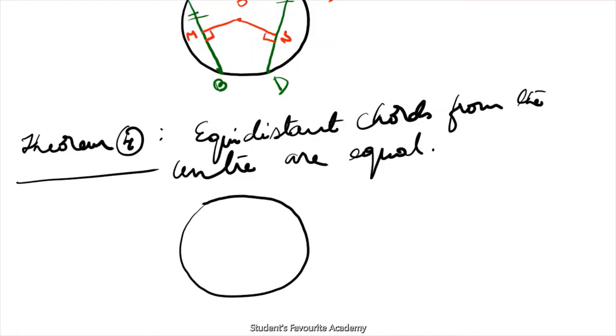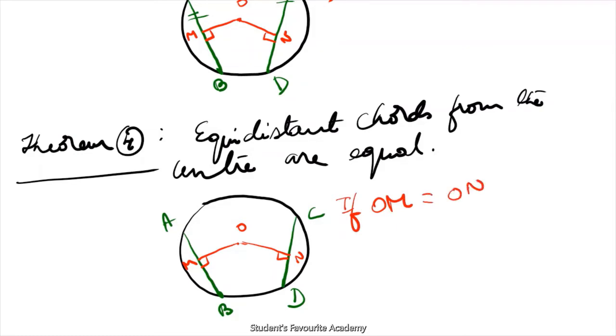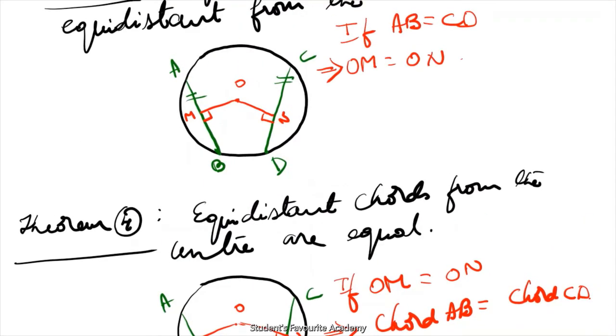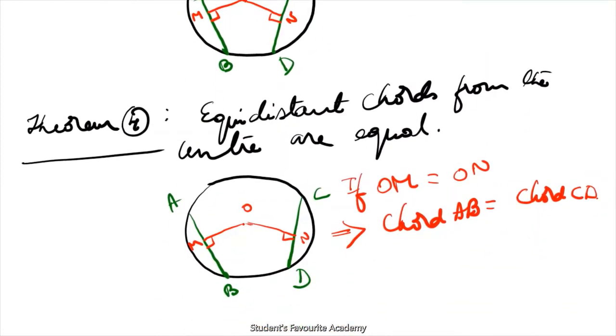and you have two chords AB and CD and they are equidistant from the center. They are equidistant means if OM is equal to ON, it implies that chord AB is equal to chord CD. Here it was if chord AB is equal to chord CD, then OM is equal to ON, and now if OM is equal to ON, then chord AB is equal to chord CD. So these are called converse theorems, right? These all you learnt in standard 9.